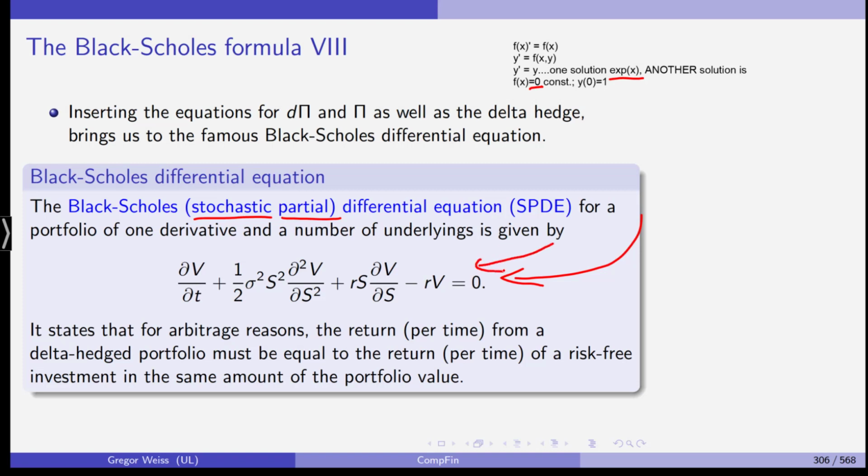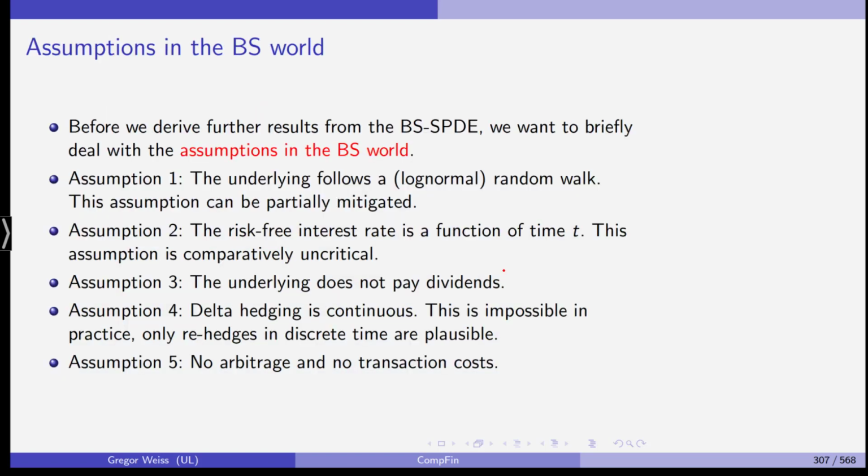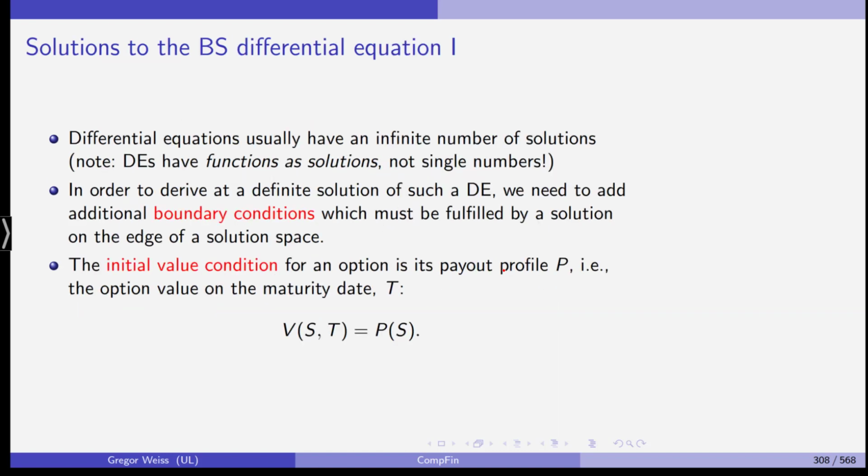Before moving on, let's summarize the assumptions. In the Black-Scholes model, we've assumed a log-normal random walk and a risk-free investment. The underlying does not pay dividends. We can do delta hedging in continuous time without arbitrage and without transaction costs. And then we get the Black-Scholes stochastic partial differential equation. Now, differential equations usually have an infinite number of solutions, and these differential equations have functions as solutions, not single numbers.